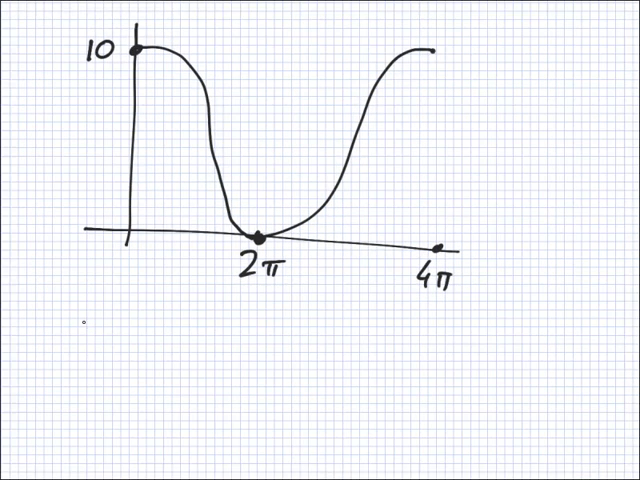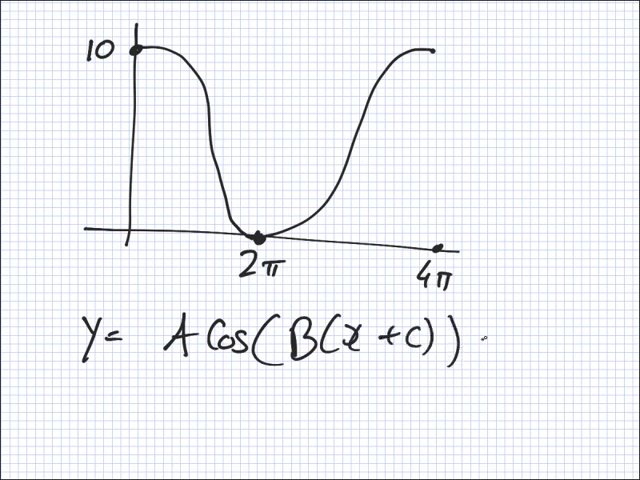So let's figure this out. y equals A cos(Bx + C) + D. Okay, first the A. How big is this graph? How many units? 10. And how big should it be?